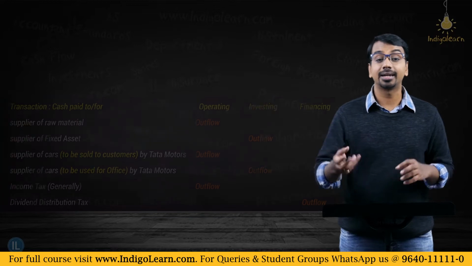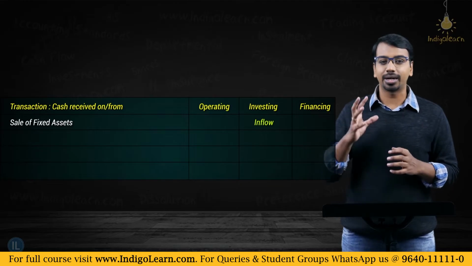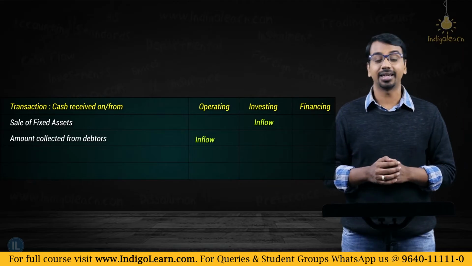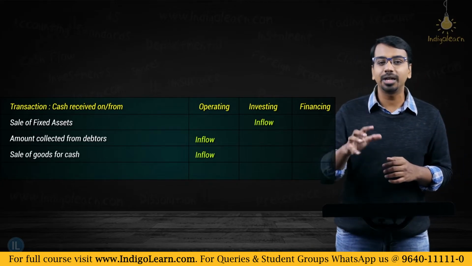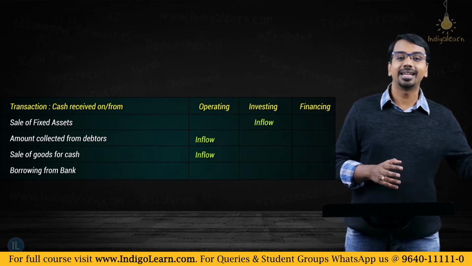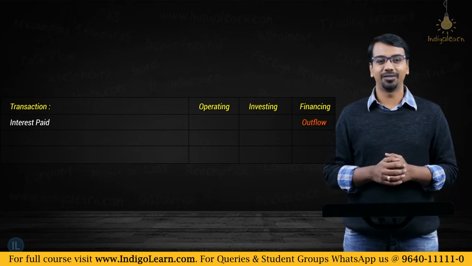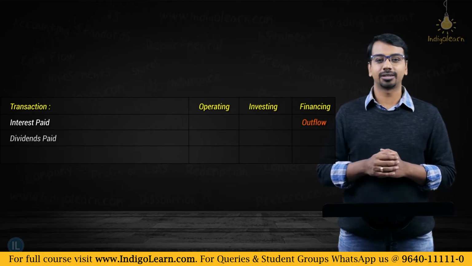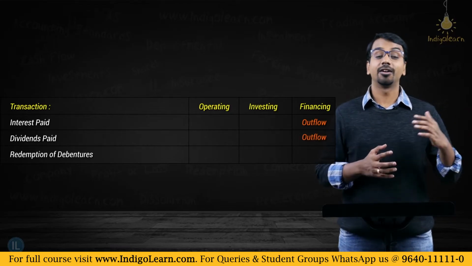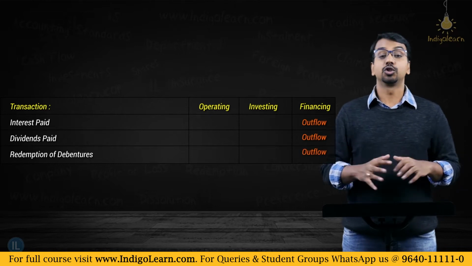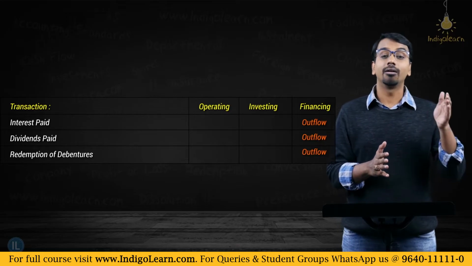If you sell certain fixed assets and get money, you will say cash inflow, investment activity. If you collect money from your debtors, cash inflow, operating activity. If you sell goods for cash, inflow, operating activity. If you borrow money from a bank, cash inflow, financing activity. If you pay interest to the bank, cash outflow, financing activity. If you pay dividends to the shareholders, financing activity outflow. If you repay the debentures, financing activity outflow. In this way, you can categorize whether some cash flow is operating, investing or financing.